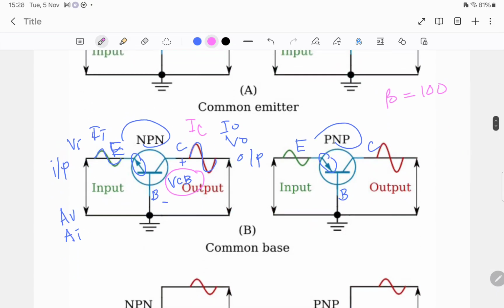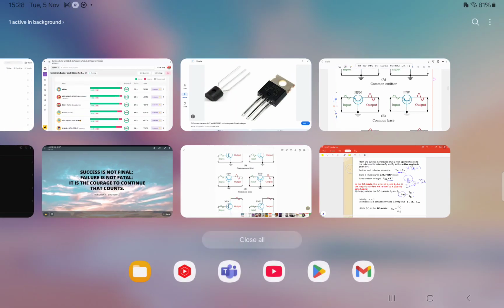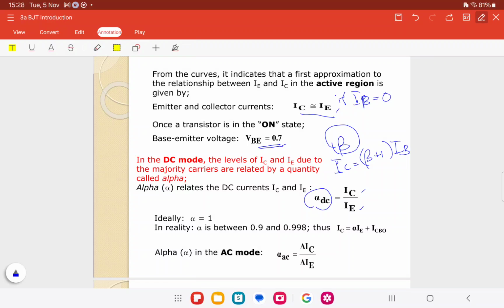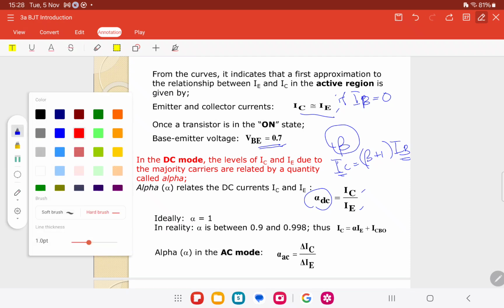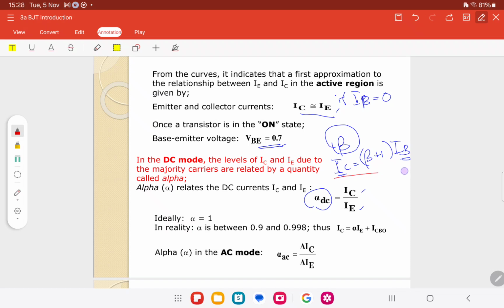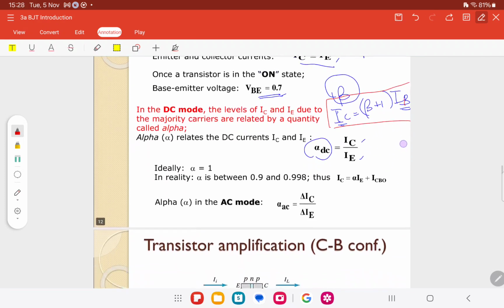Okay, and kat mana nak guna the beta? Bila kita nak apply, contohnya macam ni lah, kita dah dapat IB, tapi nak dapatkan IC, gunalah this relationship, kan? And this relationship pun will not be given, you kena ingat yang ni. IC equals to beta plus 1 IB. Okay, biasanya IB yang paling senang nak cari, sebab VBE kita dah tahu 0.7.